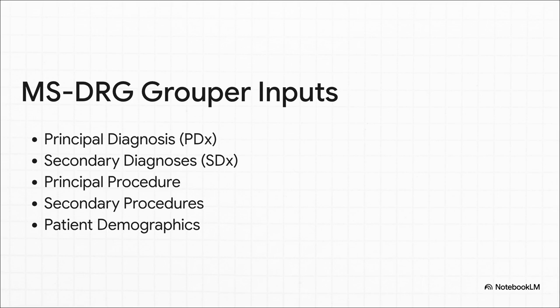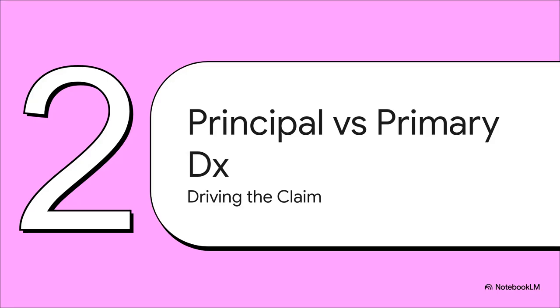To make these incredibly complex payment determinations, the MSDRG grouper, think of it as the logic engine, relies on 5 key inputs. We've got the principal diagnosis, secondary diagnoses, principal procedure, secondary procedures, and patient demographics. These inputs are exactly what partition cases into either medical or surgical DRGs. So, for our focus area of MDC 06, the logic engine uses these details to distinguish between, say, a medical admission for a GI hemorrhage or gastroenteritis versus a surgical admission for something like a colectomy, an appendectomy, or a hernia repair. Moving right along to Section 2, principal versus primary diagnosis, driving the claim.